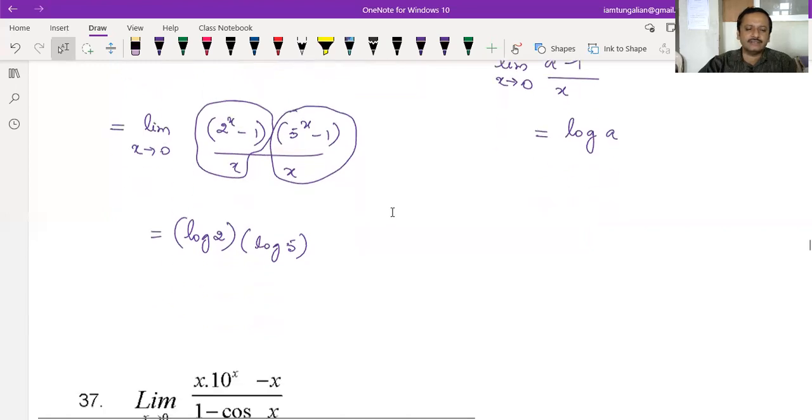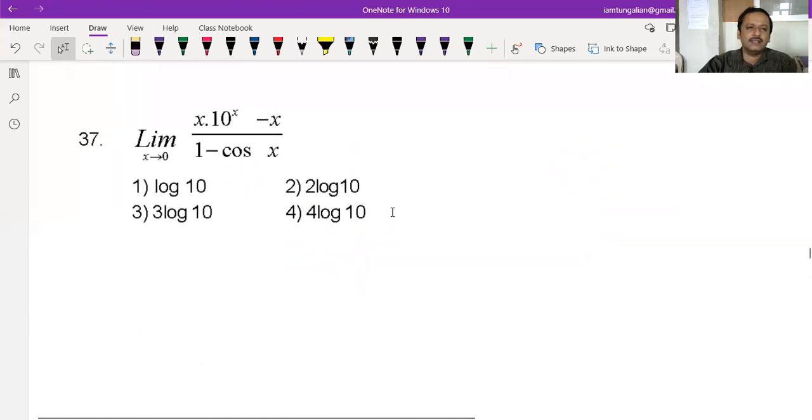Okay, then limit x tends to 0, x into 10 to the power x minus x divided by 1 minus cos x is equal to. If we directly apply the limit, 0 into 10 power 0, 10 power 0 is 1, 0 into 1 is 0, minus 0, numerator is 0, denominator 1 minus cos 0, cos 0 is 1, 1 minus 1, 0.